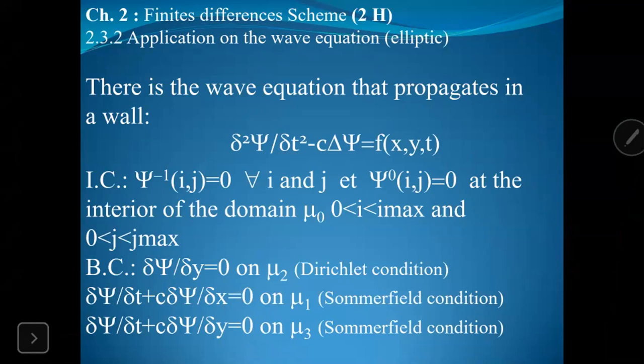application on the wave equation, which is called the elliptical form. We were working on the parabolic form or hyperbolic form, and here is the elliptical form, another kind. Why? Because in the heat transfer equation we have dT over dt, but here we have d square over dt square, a double differentiation along time. We need to know how we can solve this double differentiation along time.